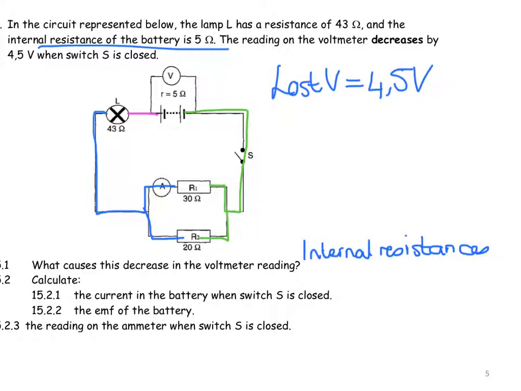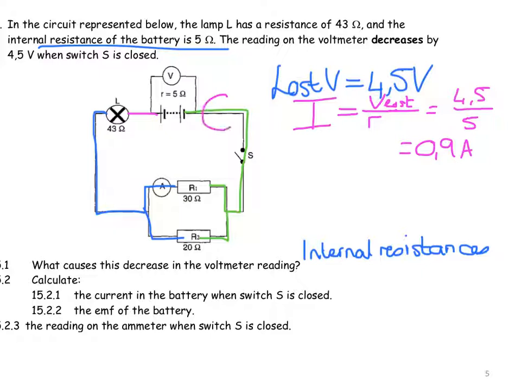The fact of the matter is that I do not have the EMF of this battery. I do not even have this voltmeter reading. What I do have is the internal resistance and the potential difference lost to the cell. Those two things are happening inside the battery. So I'm going to say that current inside the battery is equal to the potential difference inside the battery divided by the resistance inside the battery. So this is my lost volts, and that's my internal resistance. And I find that it's 4,5 divided by 5, which is equal to 0,9 amps.